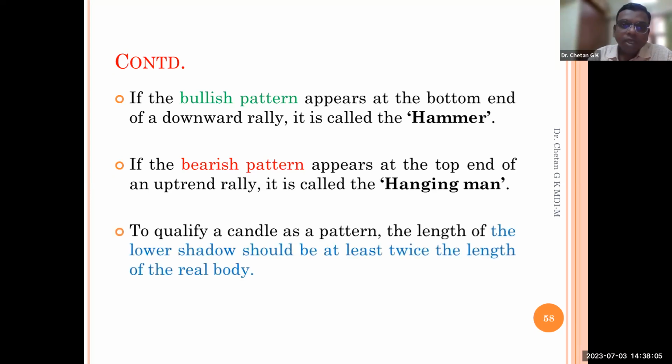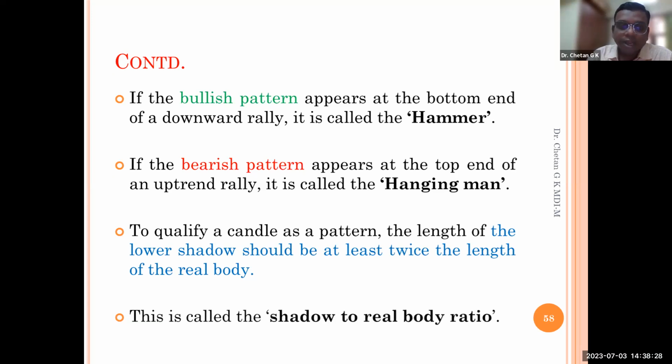To qualify a candle as a pattern, the length of the lower shadow should be at least twice the length of the real body. So what we are discussing here is the body and the wick. The body should be small and the wick should be larger, at least twice the body. That is the characteristic of the pattern. This is called the shadow to real body ratio, and it should be at least twice.